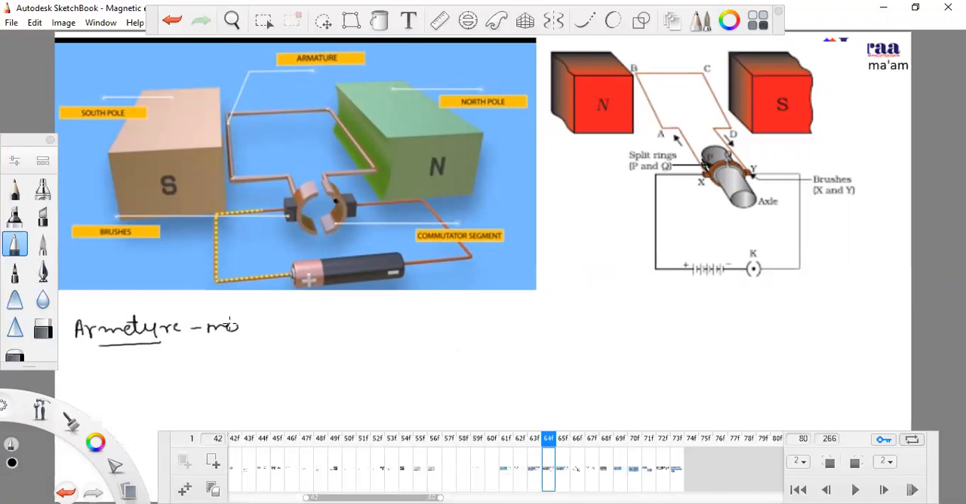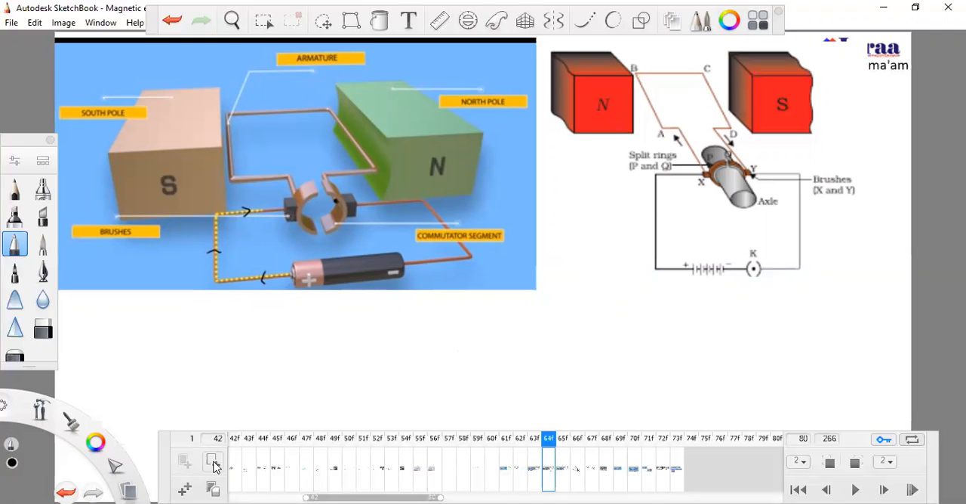So the construction is made up of a magnet, an armature, and carbon brushes. These are split ring 1, split ring 2, carbon brush X and carbon brush Y. You can name them accordingly, whatever A, B, C, D. And this is our battery. In this construction you can see how the current will flow, from this side to this side. This is how the current will flow.